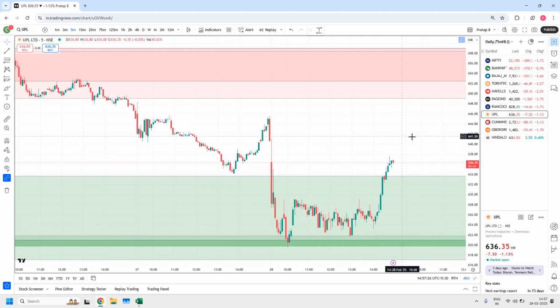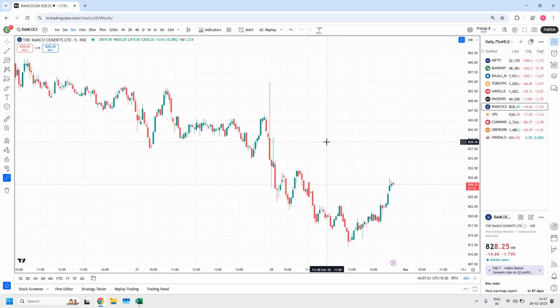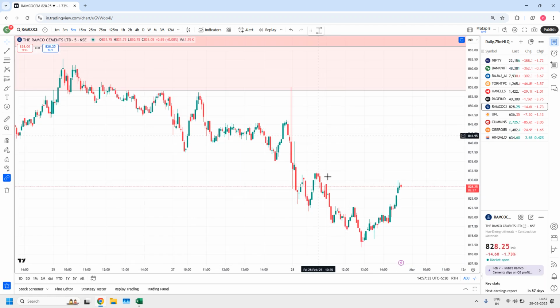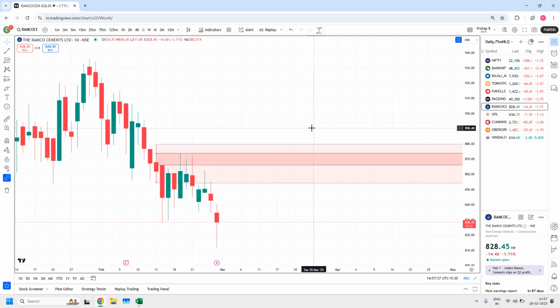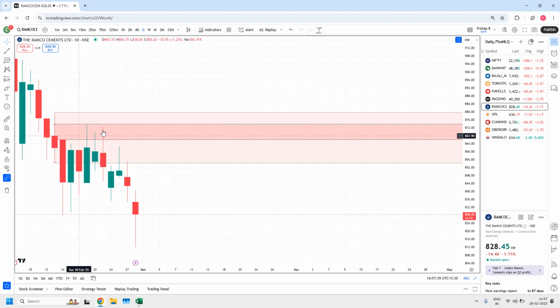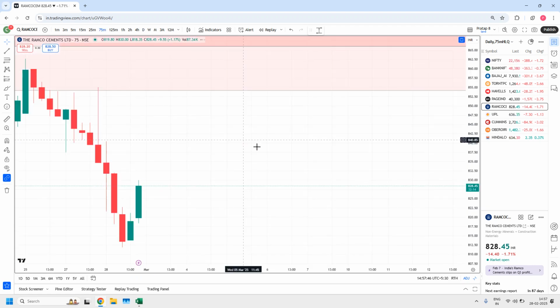This is the one, UBL is the one, and no other. I think no other trade opportunities we got. This is Ramco Cement, daily high liquidity supply zone. And this is mostly next time this will be violated because it doesn't have a fine-tuned zone. This is a 75-minute zone I have drawn.